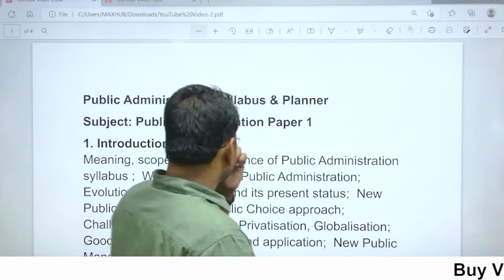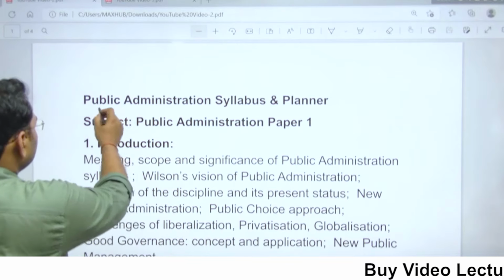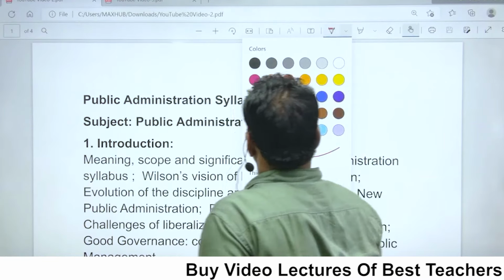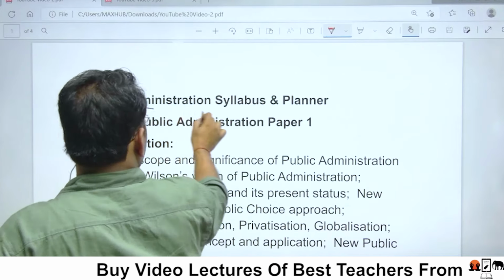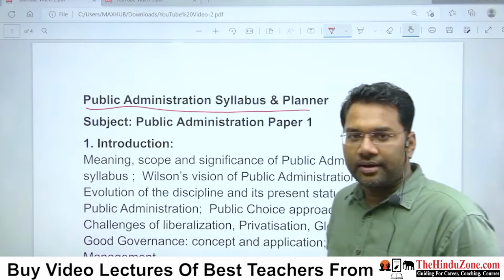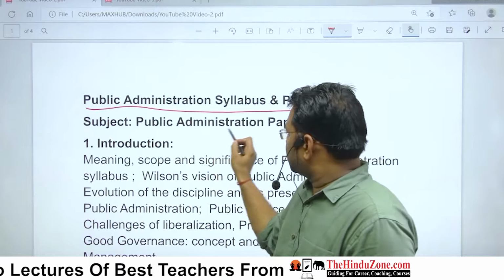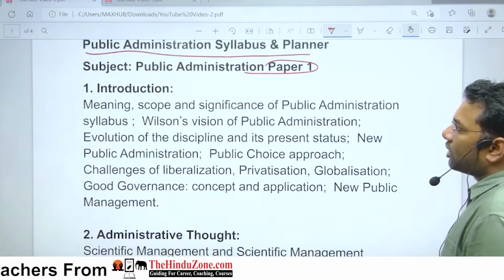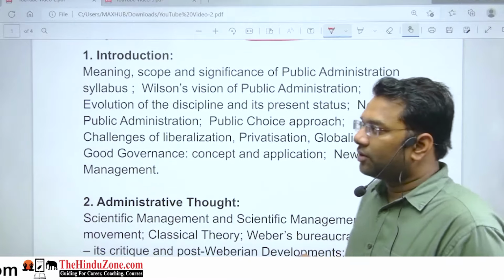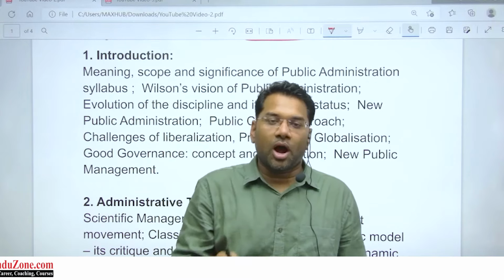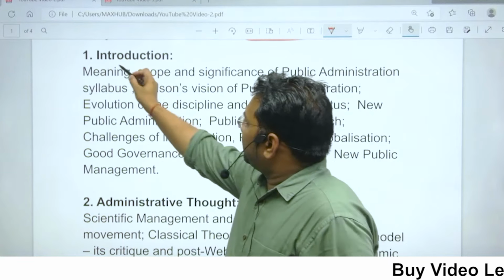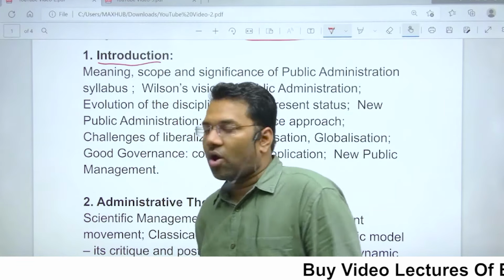Here you can see I have mentioned the public administration syllabus and planner. This belongs to Paper 1, as I mentioned. We will be looking into all the topics one by one, and simultaneously we will be talking about how I'll be dealing with these topics. For example, the first unit is the introduction.